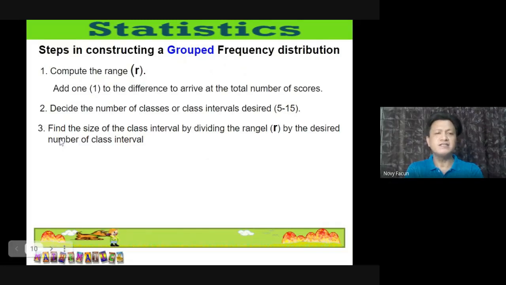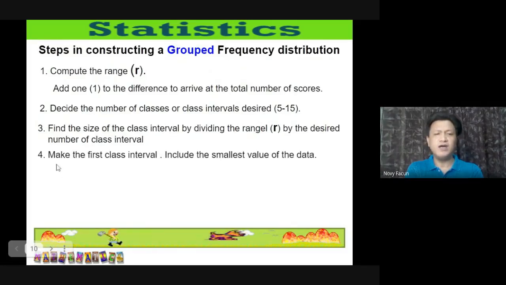And that is step 3, we have find the size of the class interval by dividing the range by the desired number of class interval. Yan yung class size natin. I-divide lang natin yung range doon sa inassign natin na class interval. Okay, and we can now do the step 4.